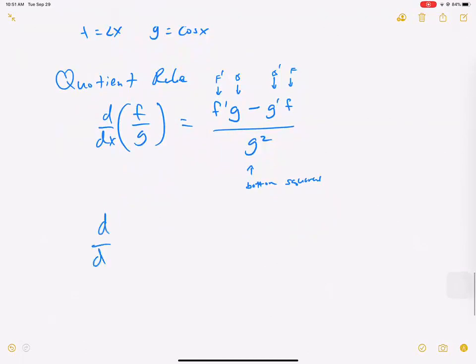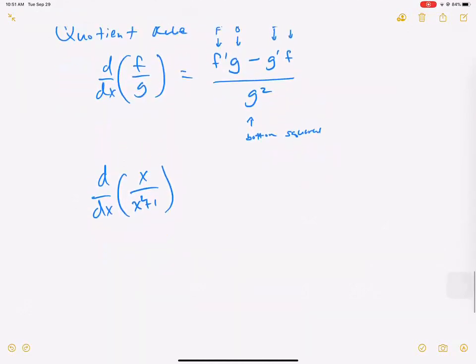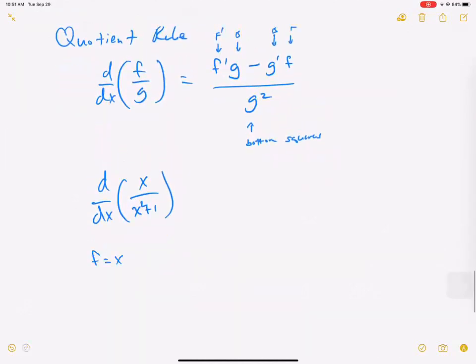Let's go ahead and try a problem. D over dx of x over x squared plus 1. Okay? So you can't simplify this. You can't just divide the x's. Oh, Mr. Code, the x's divide out. Nope, they can't because of that 1. So I'm going to take my time here just to help you guys out. F is x. F prime is 1. G is x squared plus 1. G prime is 2x plus 0. Don't write the 0. Just so you guys have the parts.